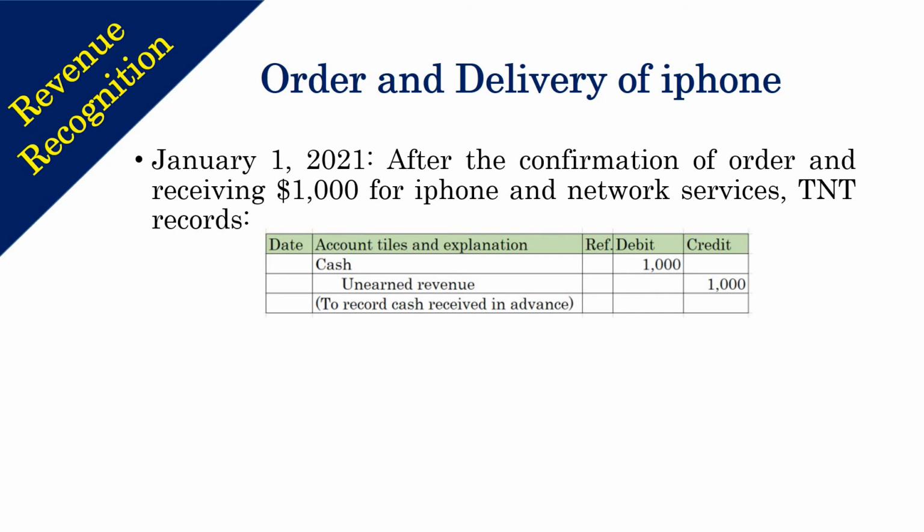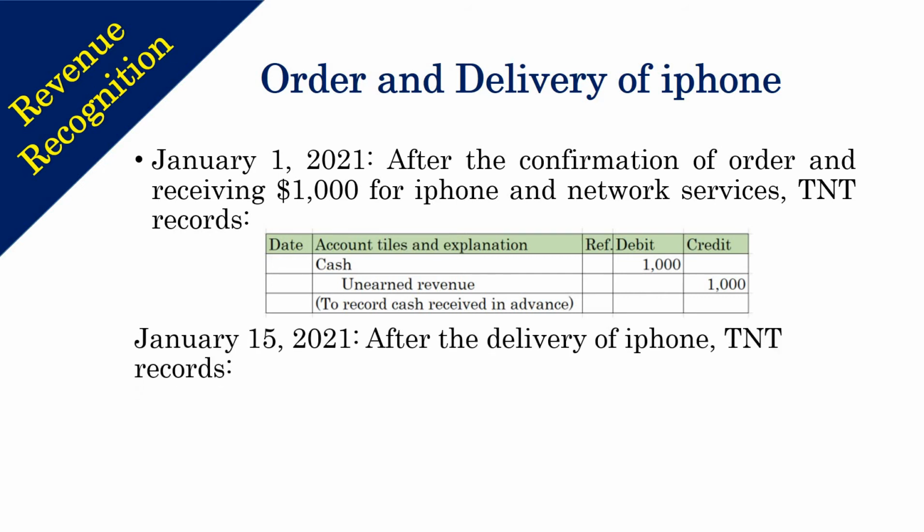Sometimes in the books they say deferred revenue. So they are actually interchangeable. You can either use unearned revenue or deferred revenue, okay. And say for example on January 15, 2021, TNT has delivered you the iPhone.